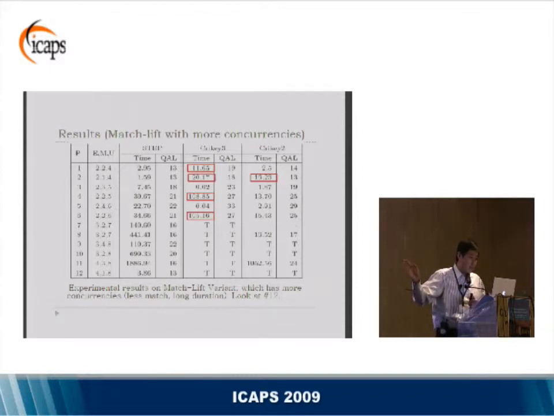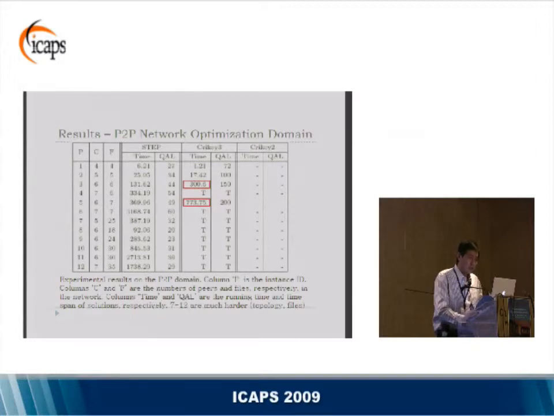But if you look at number 11, we have 3 matches. It's an easier problem, but STEP will take half an hour to find a solution because the constraints are not so strong, so it needs to explore very deep in the tree. And this is on the P2P network optimization problem.